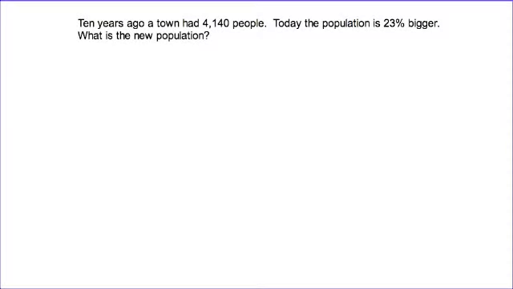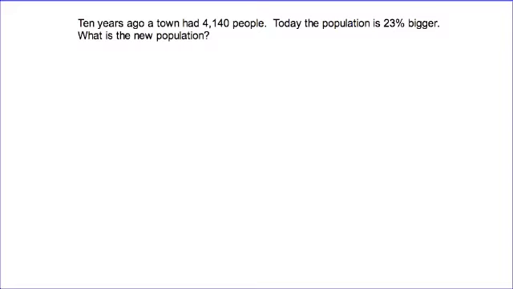In this video, we're going to explore how to solve some word problems using a couple of different techniques with percentages. We'll do two problems. For the first one, we'll use two different techniques involving proportions, and for the second one, we'll use two different techniques involving equations.